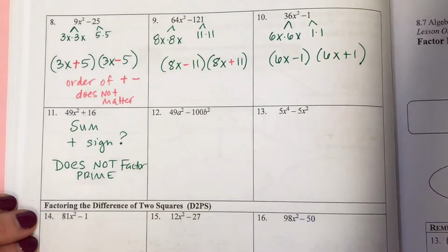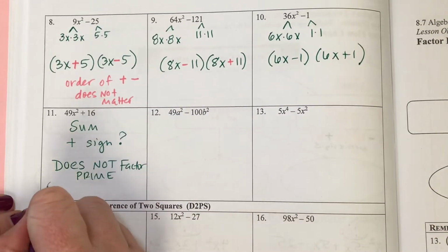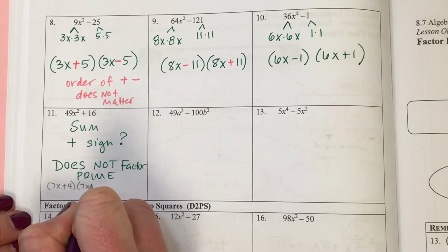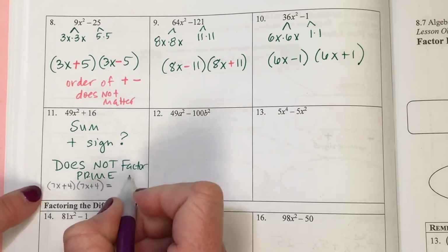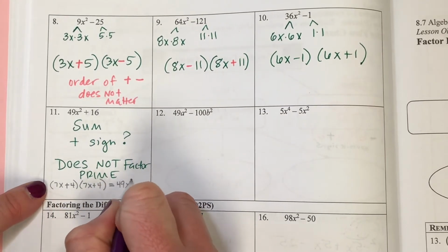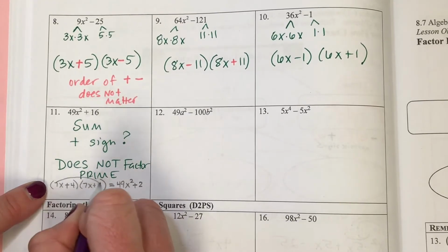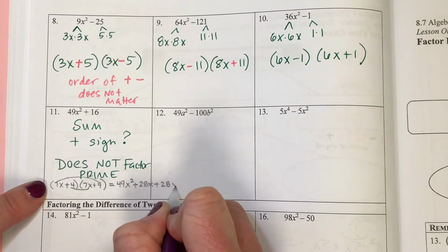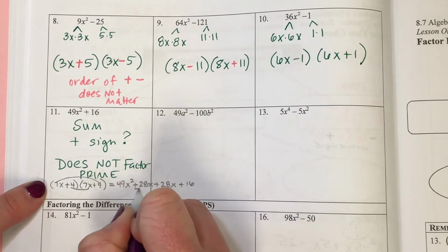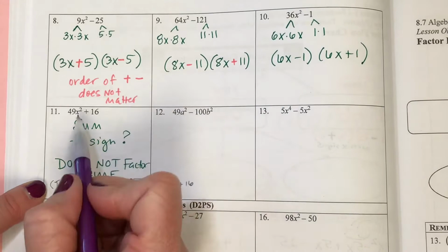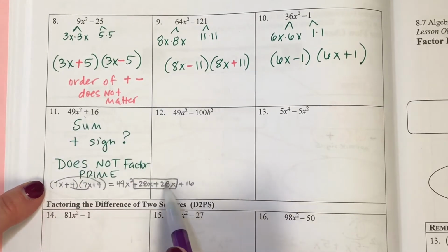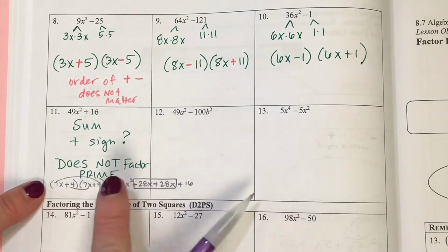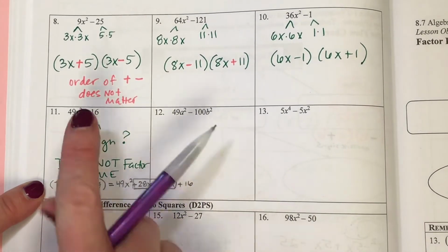If you were to write out a 7x plus a 4 times a 7x plus a 4, when you multiply, you'd get 49x squared plus 28x plus another 28x plus 16. And these two middle terms do not cancel out. And notice how 56x is not in the middle here. So this does not work for what we had for our polynomial.